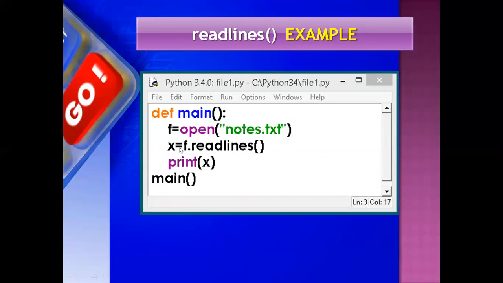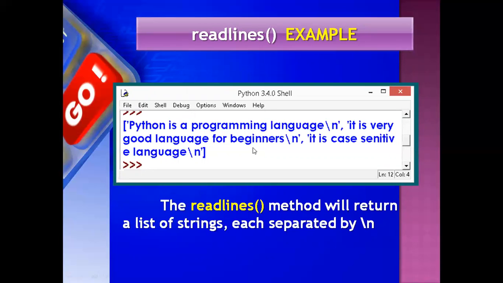If you are writing variable name equal file object dot readline, only one line will be read. Here readlines means the entire paragraph will be read by readlines. So this is a paragraph example of readlines. Any paragraph will be read at once. The readlines method will return the list of strings separated by /n. Whatever you are writing, /n means next line.